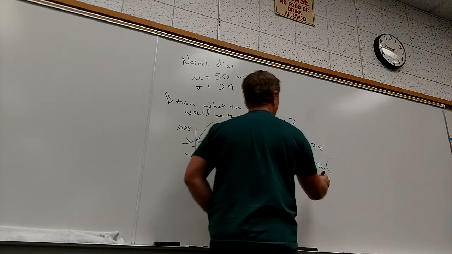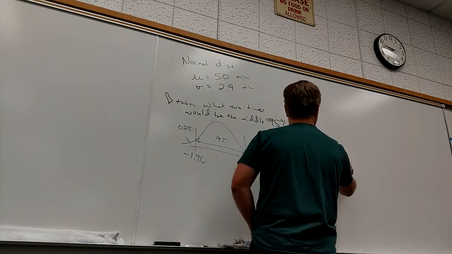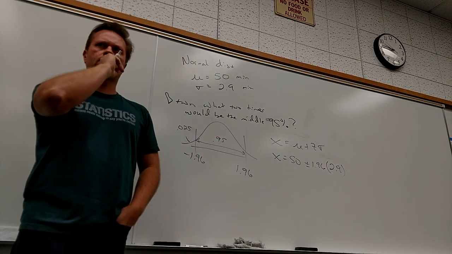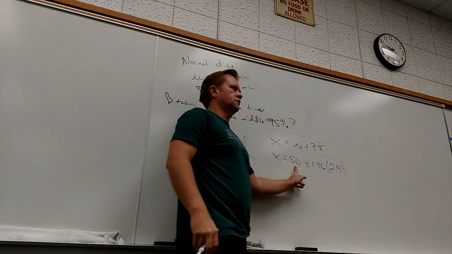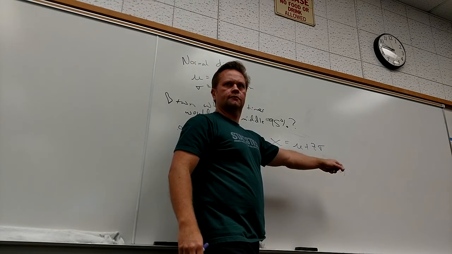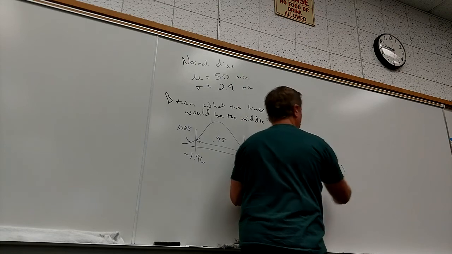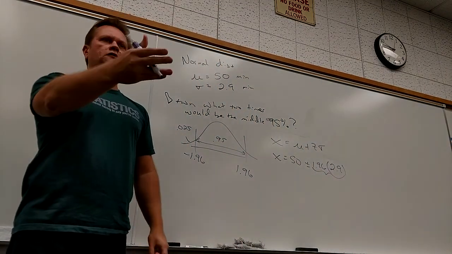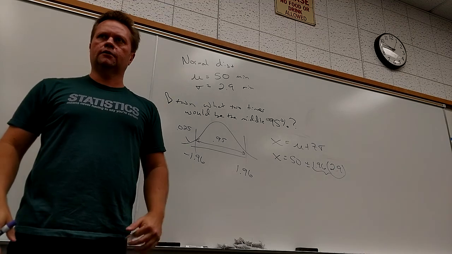Actually, let me see if I can get away with this. Is this cool to see? Is that all right? 50, give or take this much. So it's not a bad idea to figure out this part first, and then you just add to 50 and subtract away from 50.